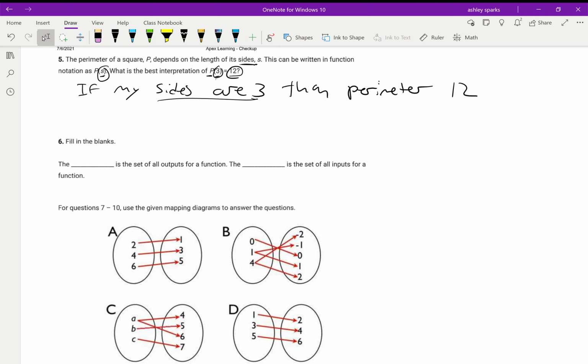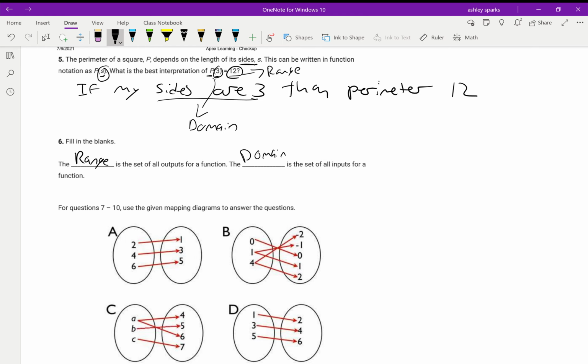And the next thing we want to talk about with functions are some key terms. The first of these terms will be the range. Range is the set of all outputs for a function. So the range is, once you put stuff in, what do you get out? I.e., the 12 here would be your range because it's what I got out. The 3, on the other hand, would be my domain. Domain is the set of all inputs for a function. So that would be my 3 here.